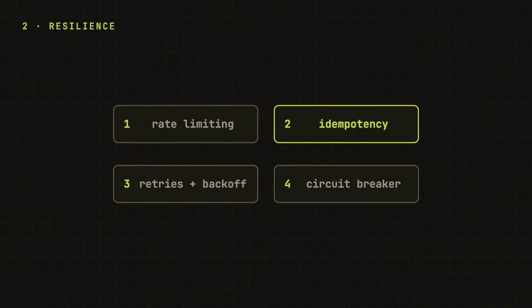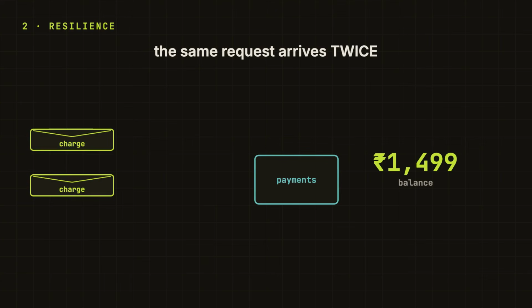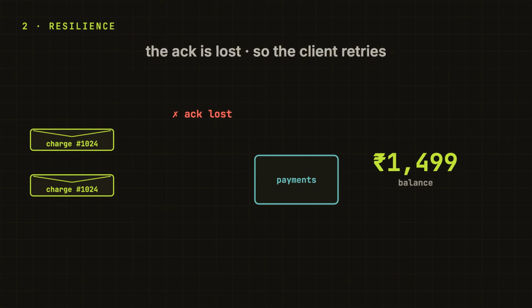The second is idempotency, and this comes straight from our queue discussion. Remember, a message or a request can arrive twice. The network is unreliable, so clients retry. Now, imagine that request was "charge the card."